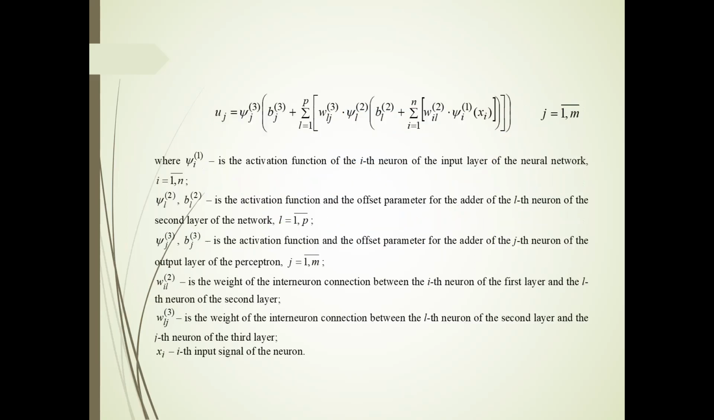The activation value of the neuron is obtained as the difference between the weighted sum of the inputs and the threshold value. The activation signal is converted using the activation function. As a result, the output signal of the jth neuron is obtained.